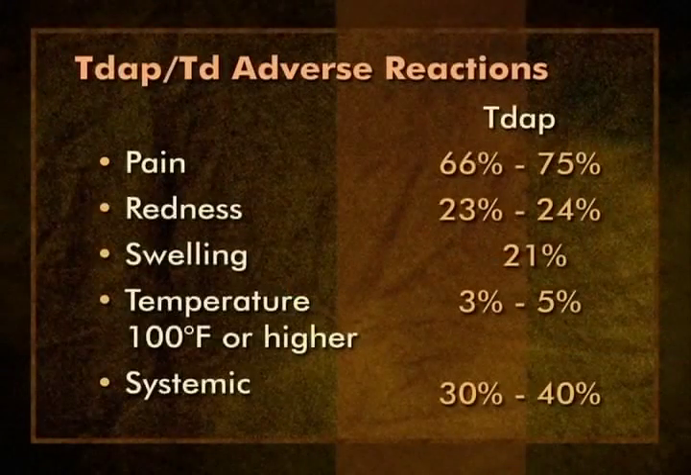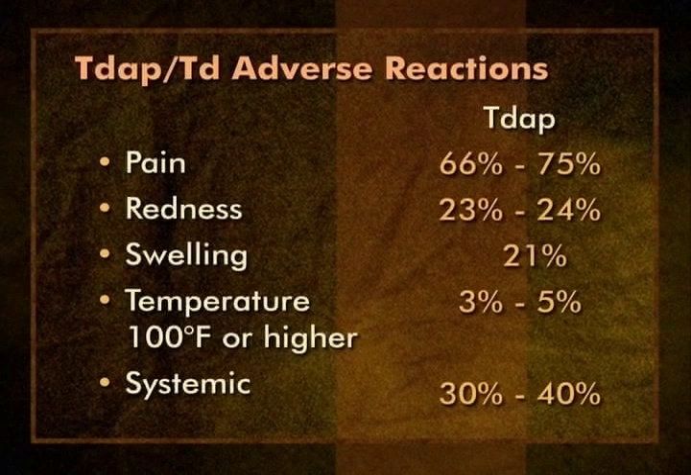For the definitive clinical trials that led to licensure of both Boostrix and Adacel, the Tdap products were compared to standard adult Td for immunogenicity and safety of the Td component. This graphic shows the adverse reactions and events reported by recipients of Tdap in the manufacturer's trials. Local reactions such as pain, redness, and swelling at the site of injection are the most common reaction and were reported in 21 to 75% of recipients of both vaccines.